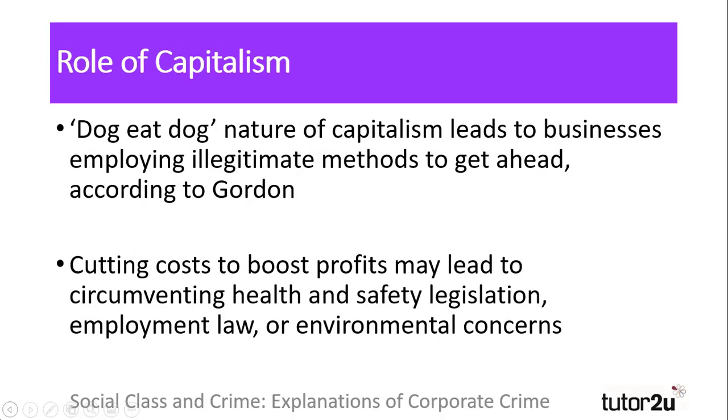A second cause of corporate crime is the role of capitalism. According to Marxist David Gordon, the dog-eat-dog nature of capitalism promotes behaviours that encourage corporations to employ illegitimate and illegal methods of maximising profits. This can take the form of false accounting or cutting costs or using substandard materials, cheaper suppliers that fail to adhere to legislation to protect workers and the environment or to circumvent health and safety legislation.